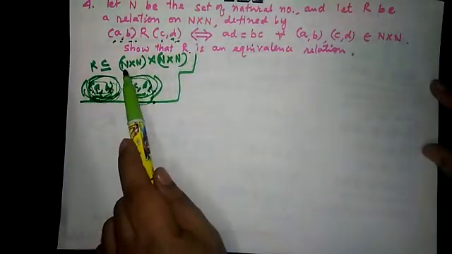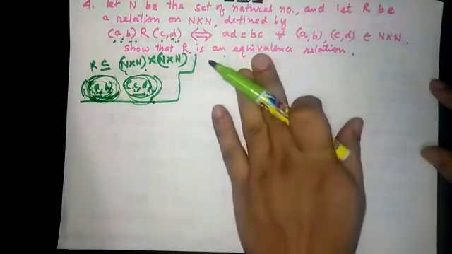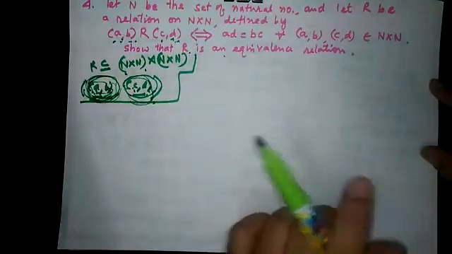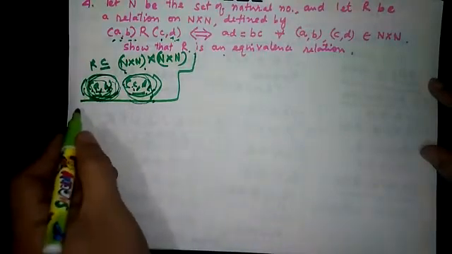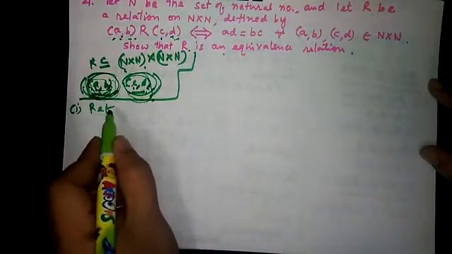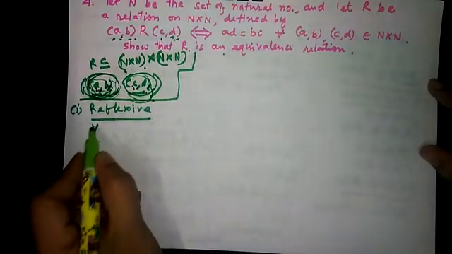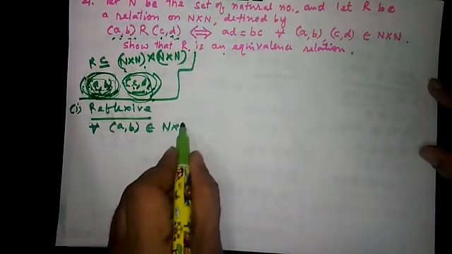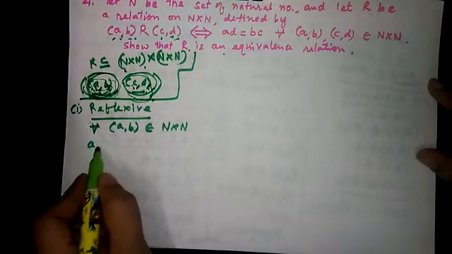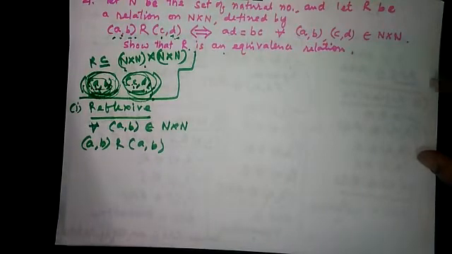Correct? Now to prove that this relation R defined on N cross N is an equivalence relation, I need to complete this in 3 steps: to prove R is first reflexive, R is symmetric, and R is transitive. Start with reflexive. To prove that R is reflexive, what you have to do is, for all (A,B) belonging to N cross N, prove that (A,B) is related to (A,B).